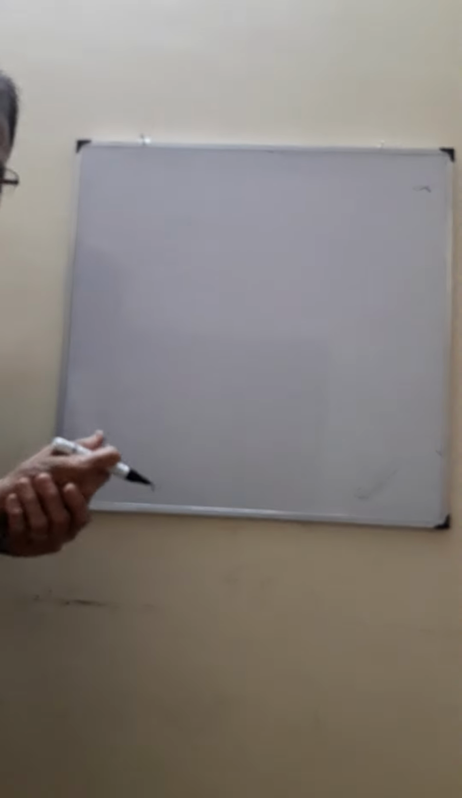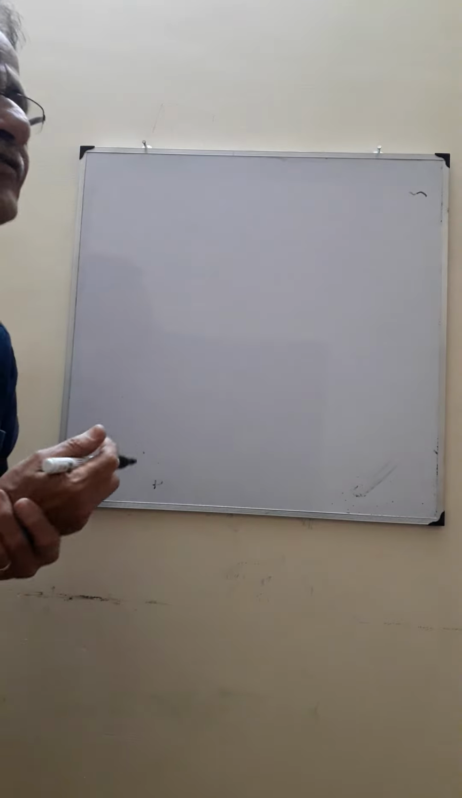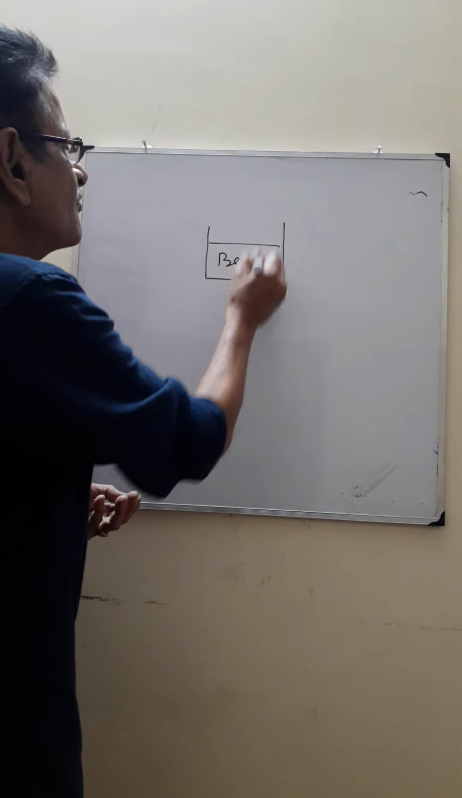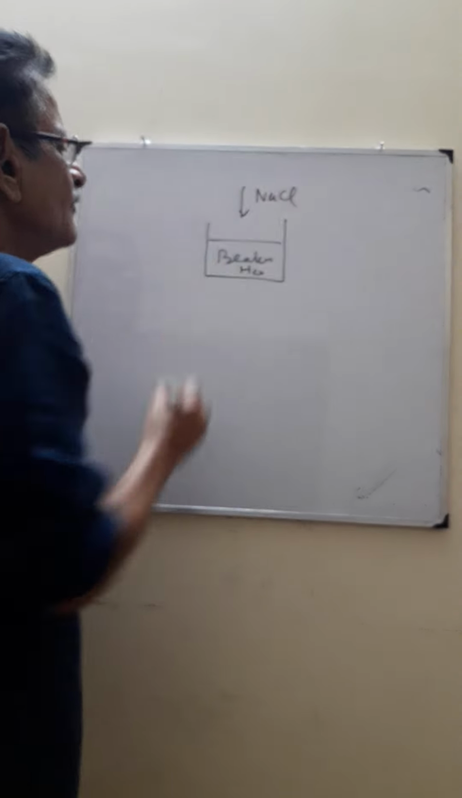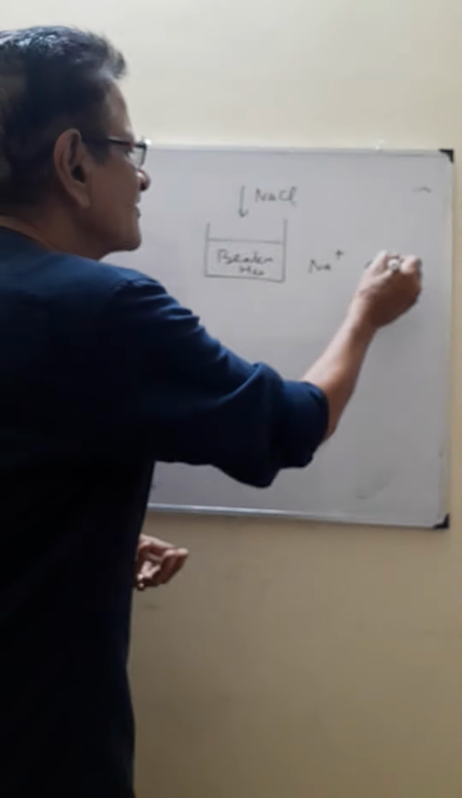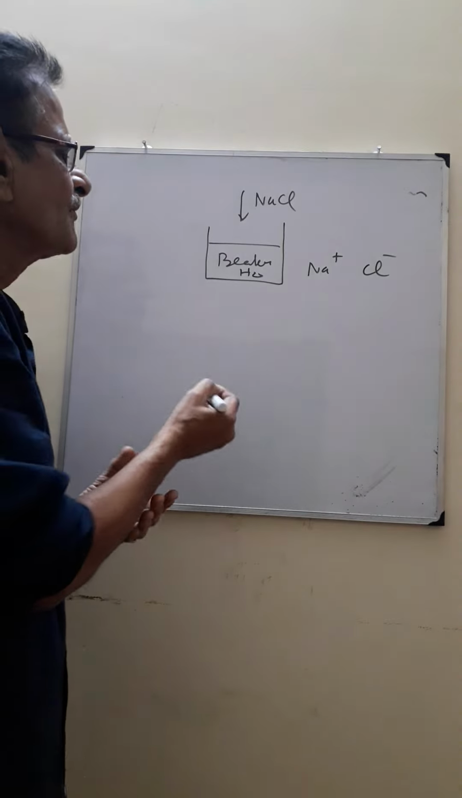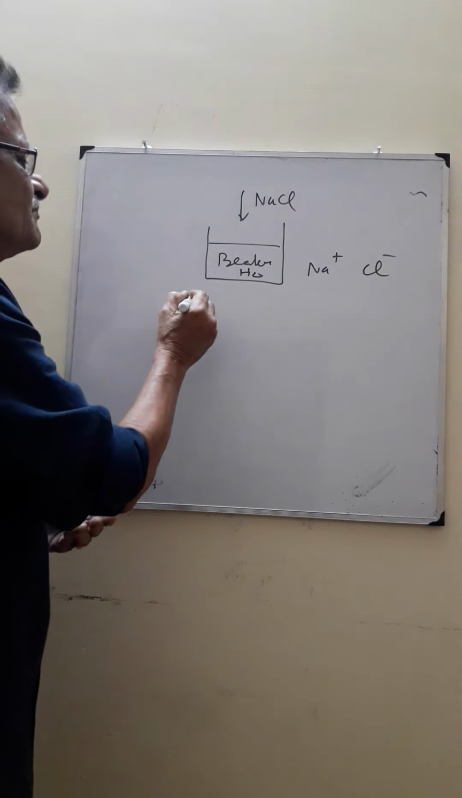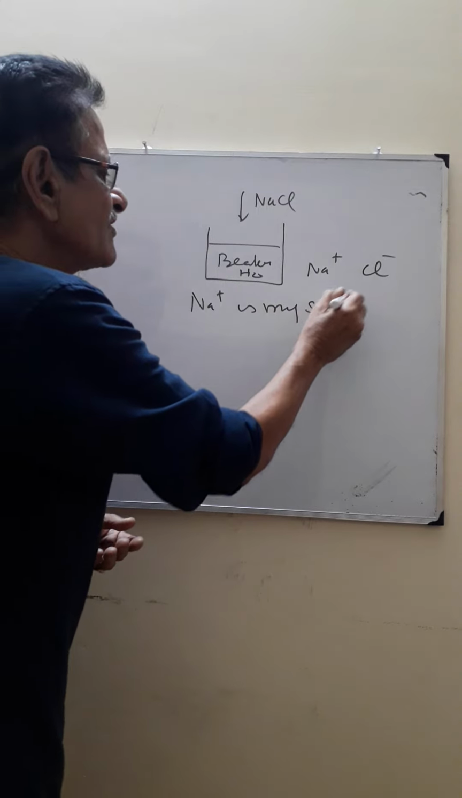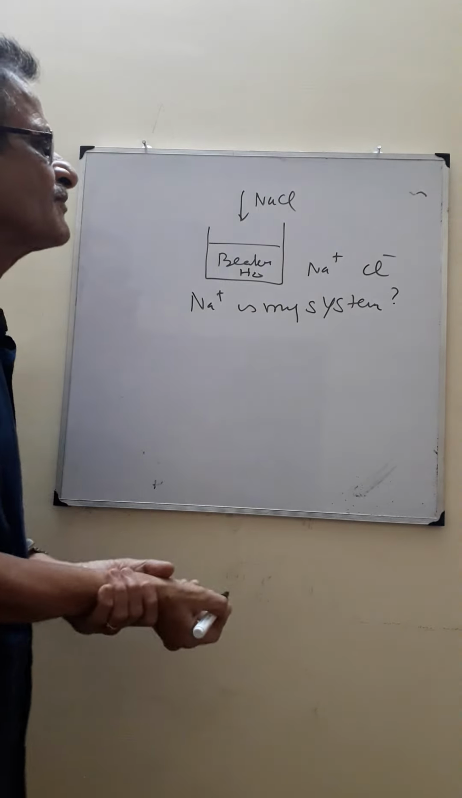Now, having said all this, let me complete this introduction chapter. Let me ask you a few questions. I've got a beaker of water, and I put in sodium chloride. What happens? We get sodium ions plus chloride ions. The question is, can I say that sodium ions are my system? Or chloride ions are my system?